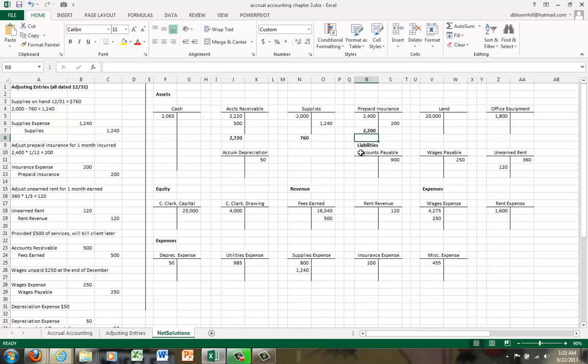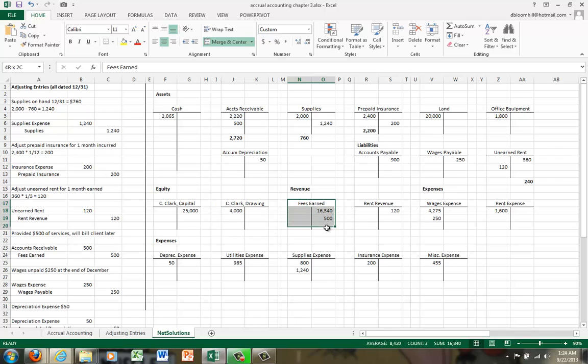Moving on to the liabilities, accounts payable stays at $900 on the credit, wages payable $250 on the credit, but unearned rent we have $360 on the credit minus $120 on the debit is going to equal $240 on the credit side. Remember what I told you. It's as important to know what side an ending balance is on, whether it's a debit or credit. That's as important as the balance itself. Chris Clark Capital and Chris Clark Drawing only have one entry.